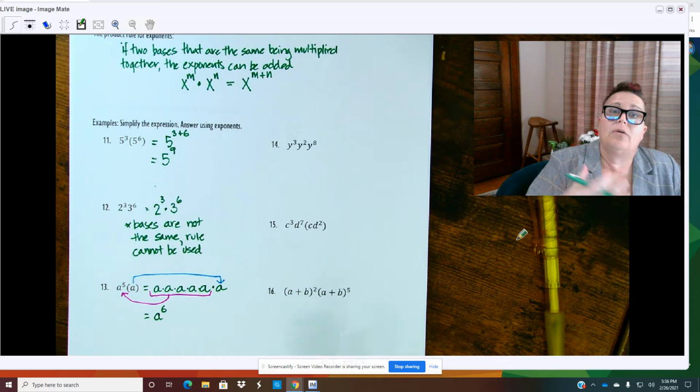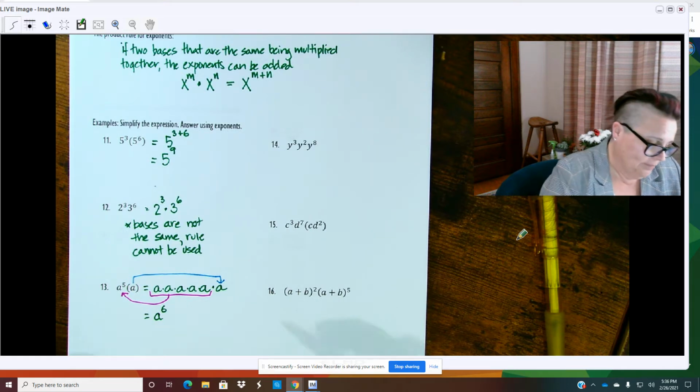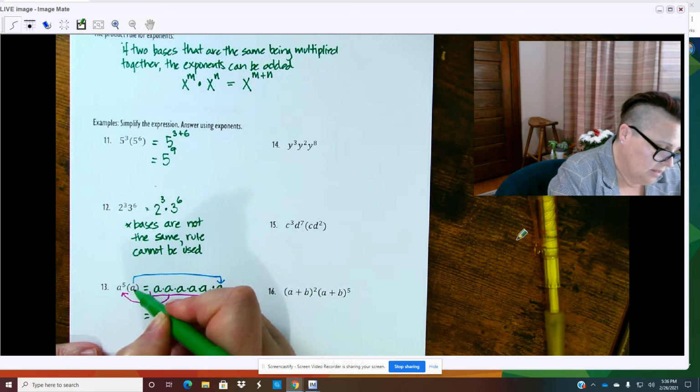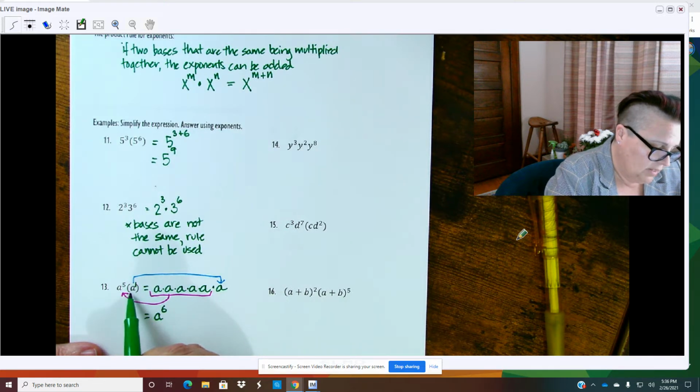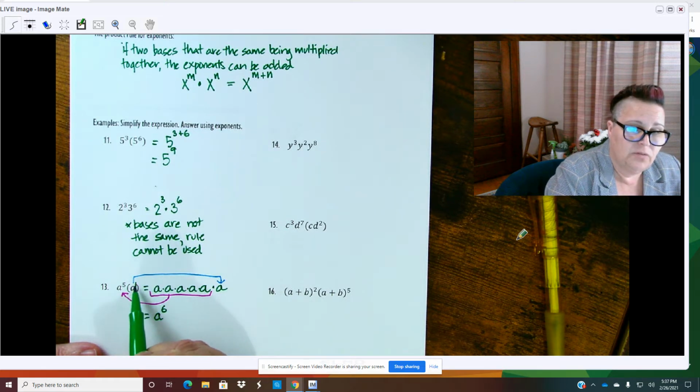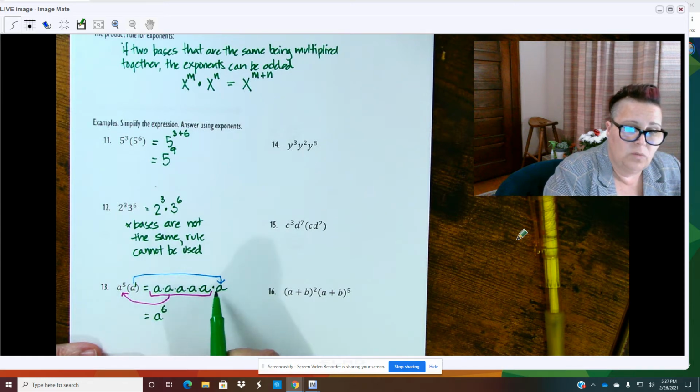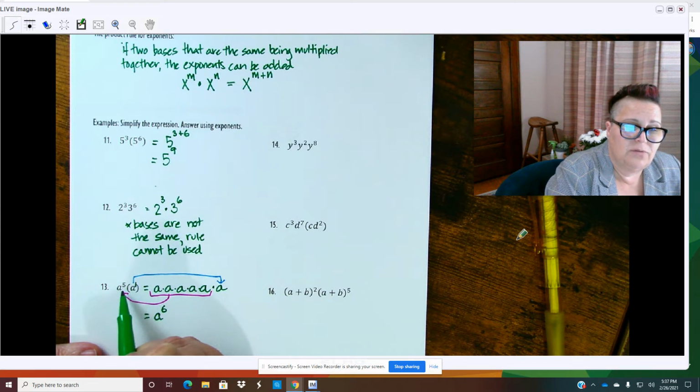Now, how can I shortcut this a little bit? Do you see this a? See how there's really just one of them? If I look at that as 1a to the first power, as in 1a, then I can use a to the 5 plus 1.